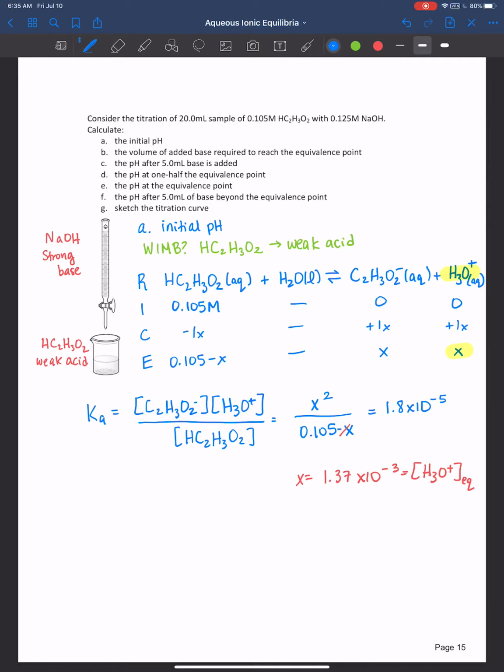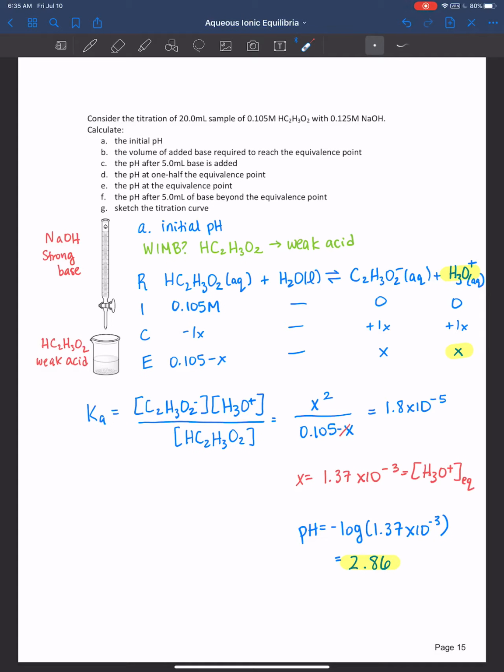Therefore, pH is equal to the negative log of the hydronium ion concentration, which is equal to 2.86. Always ask yourself, does this make sense? I'm given what's in my beaker. What's in our beaker is a weak acid. So yes, we do expect to see an acidic pH less than 7.